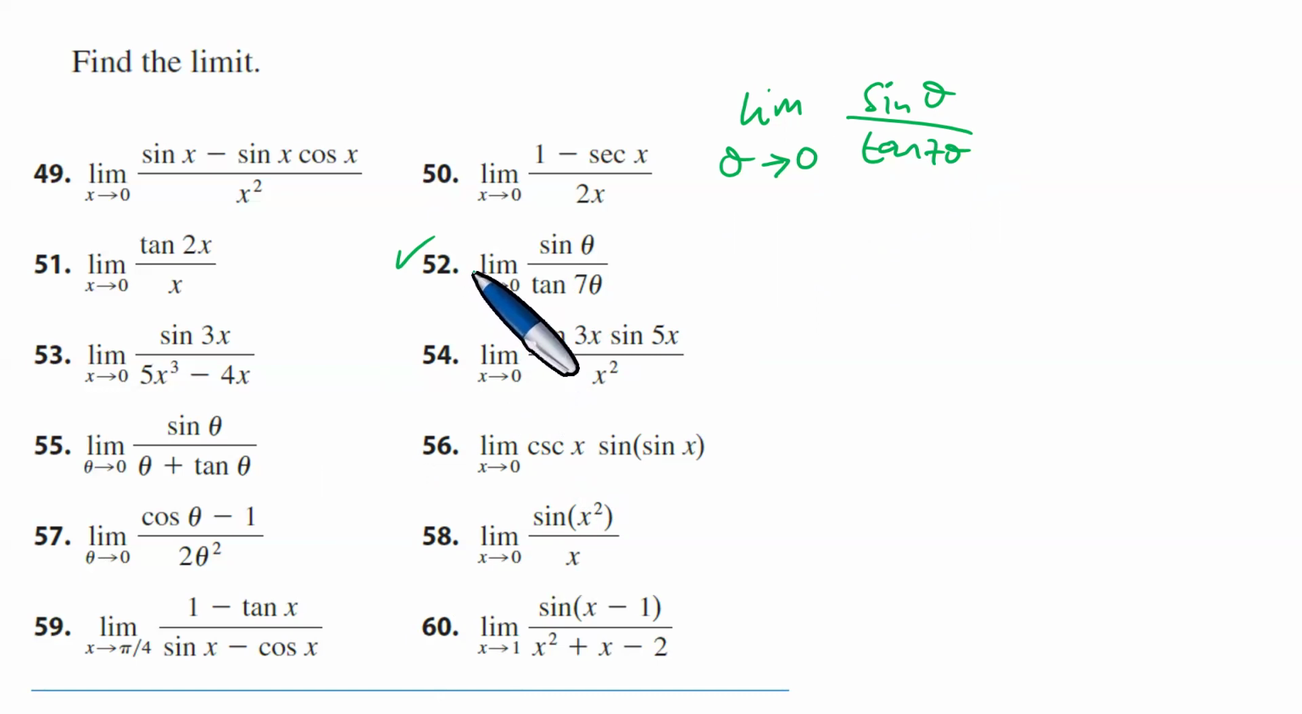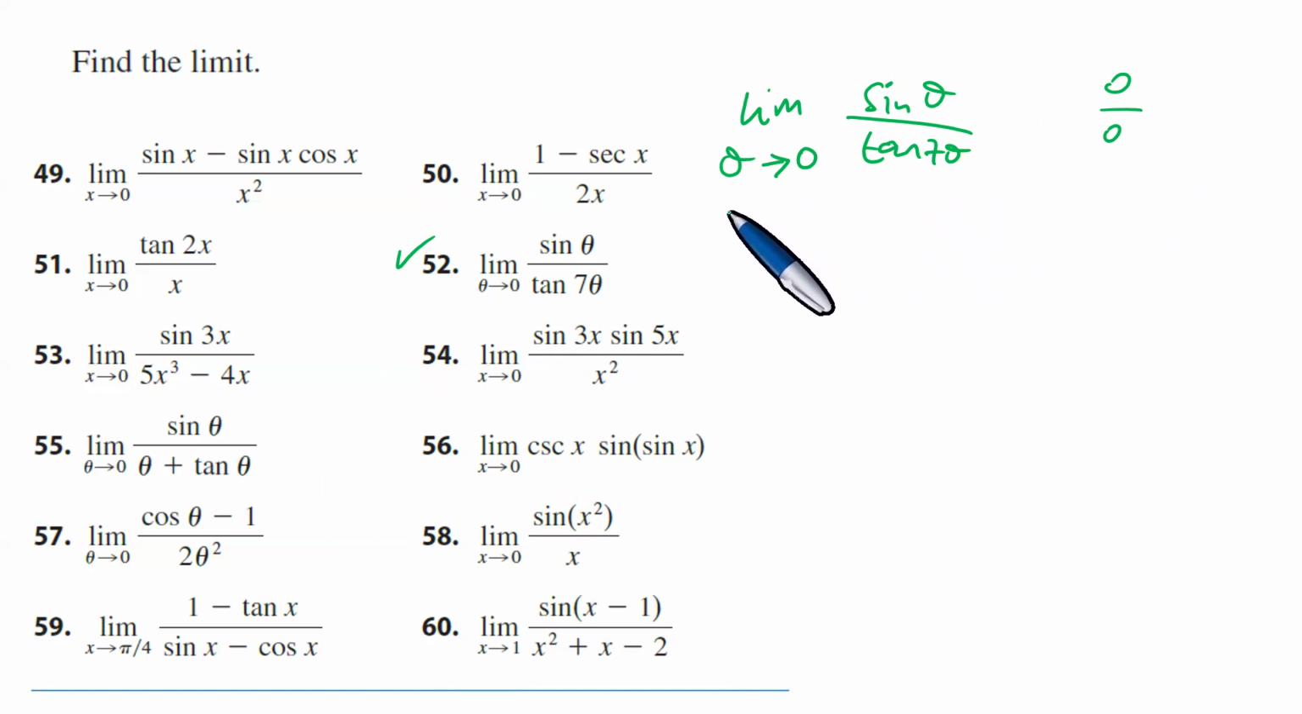Okay, I'm done. You're done. What answer did you get? 0. Okay, you've mastered these. The top is 0, the bottom is 0, because sine 0 is 0 and the tangent of 7 times 0 is 0.